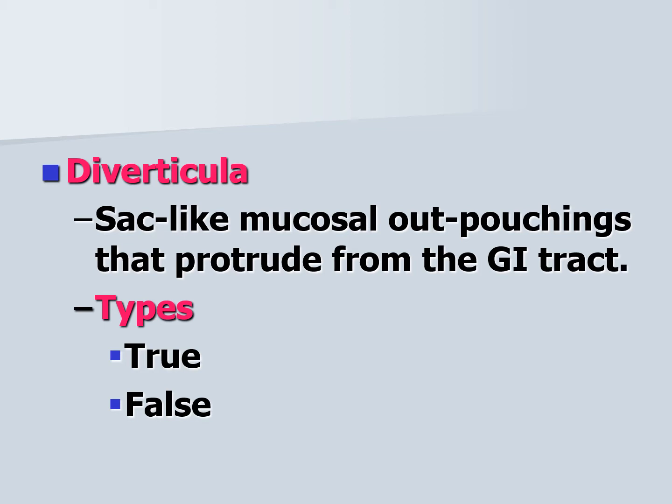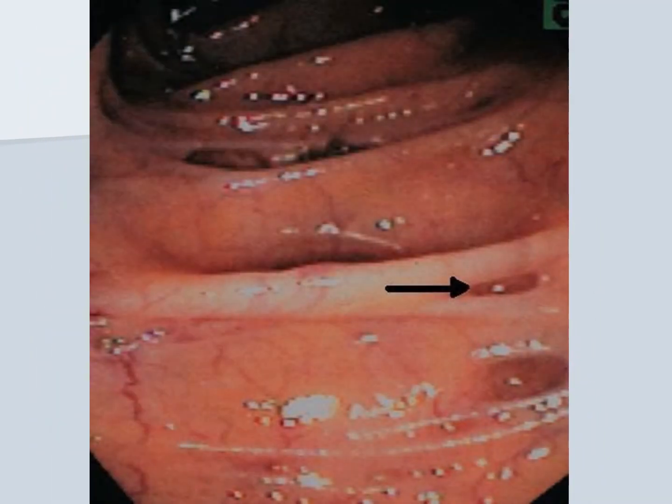They're going to produce symptoms by trapping of feces and becoming inflamed or infected with possible bleeding and or rupturing, depending on the presentation. Here's an example of diverticula via endoscopic examination.